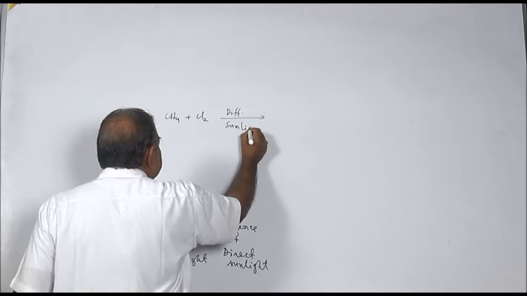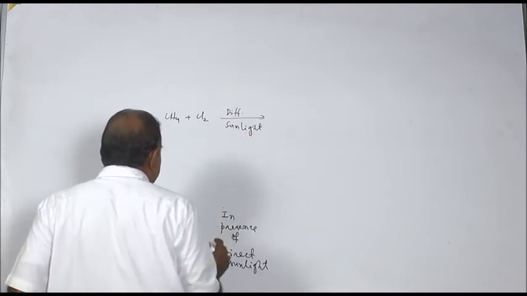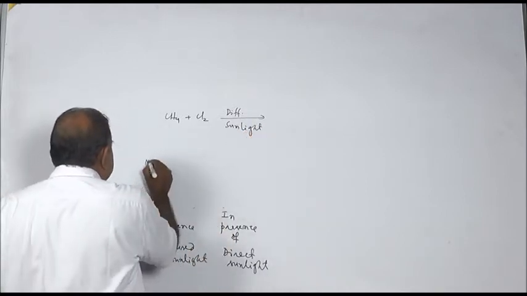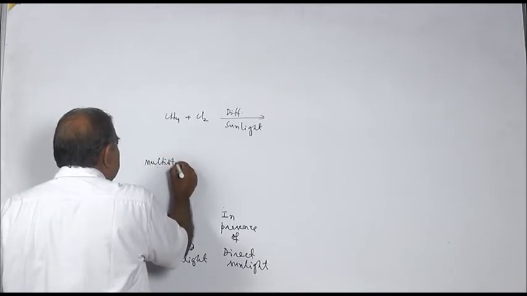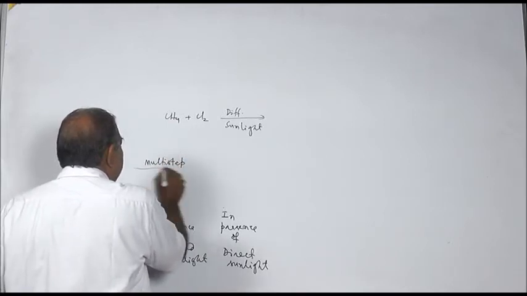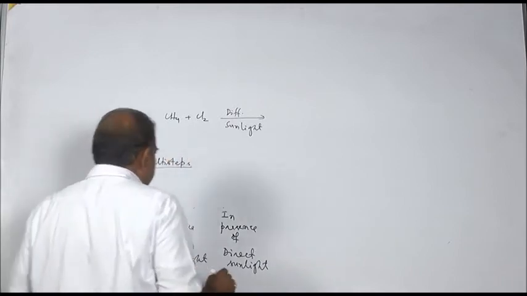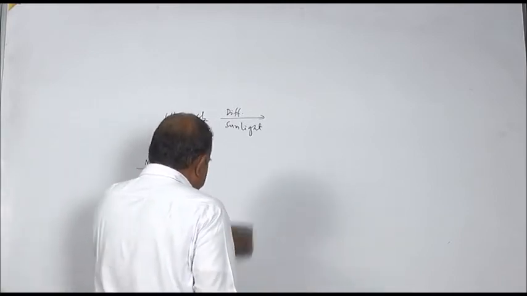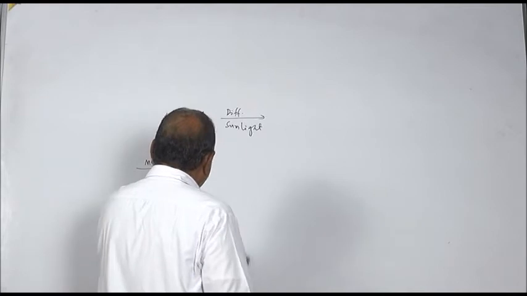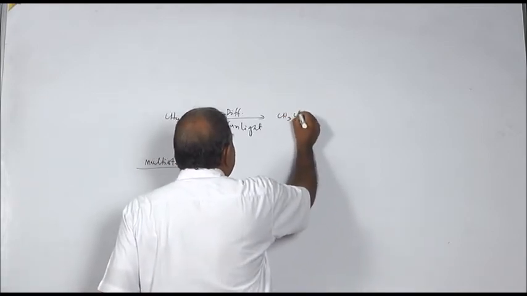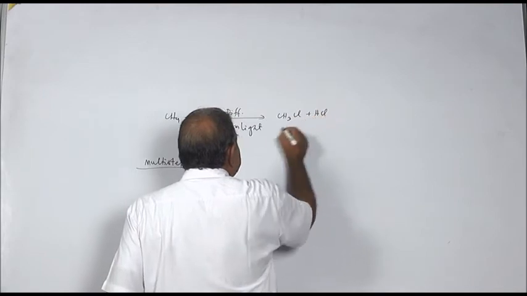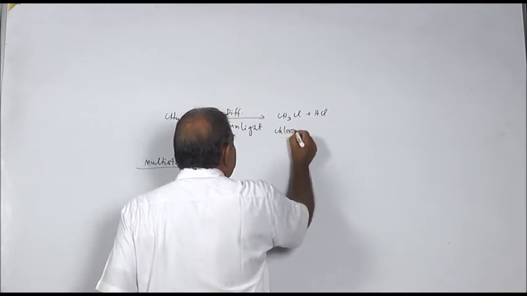Here this reaction is multi-step. Multi-step means it proceeds till all the hydrogens get replaced by chlorine. So it is a multi-step reaction. You will get, say, chloromethane plus HCl. This is your chloromethane.